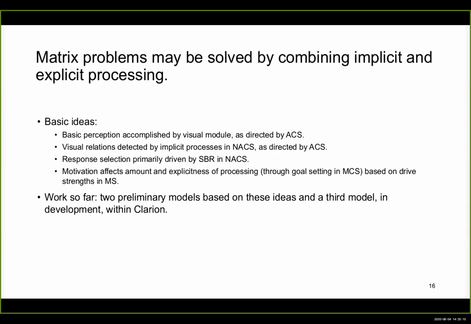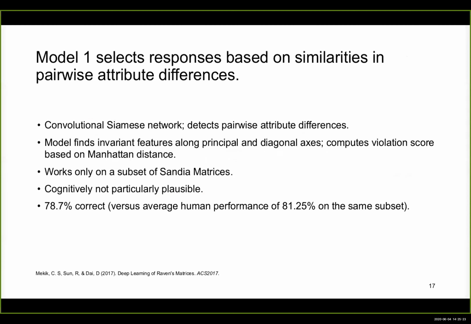So I'm going to quickly go over two preliminary models and then talk in a little bit more detail about the final model that we're working on in Clarion. Our first model was really a first pass attempt at doing Sandia matrices in this general framework. It addressed only a subset of Sandia matrices, but it did have this dual architecture of using some kind of implicit neural network to detect relational features, and then selecting responses based on the similarities that can be computed on those implicit representations.